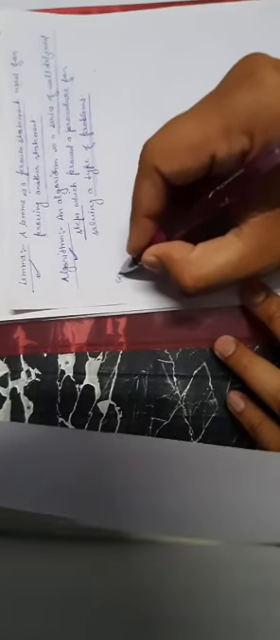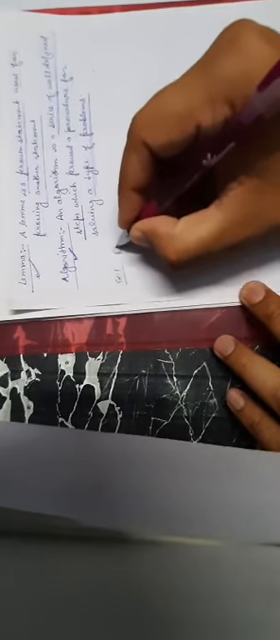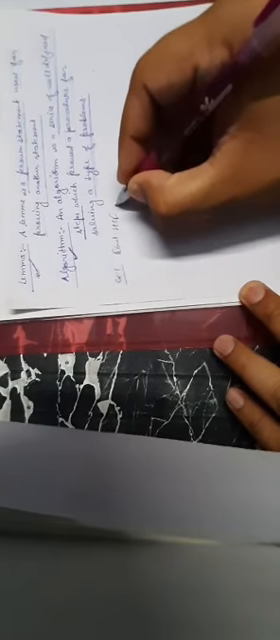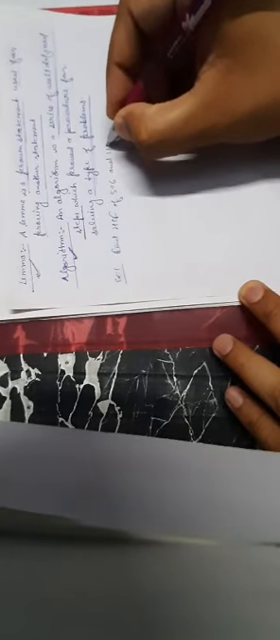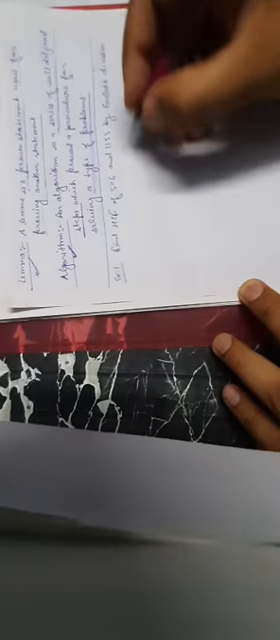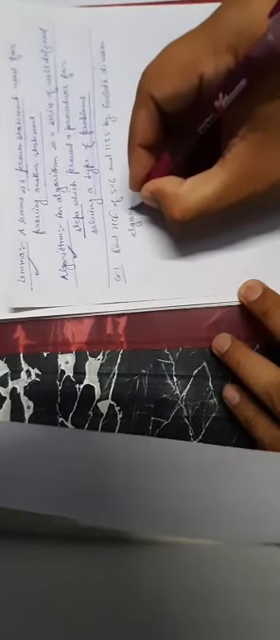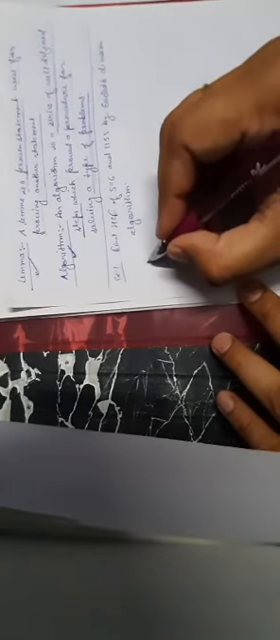Now we take some examples related to this exercise. Example 1. Find the HCF of 506 and 1155 by Euclid's division algorithm. It means this is the division algorithm.